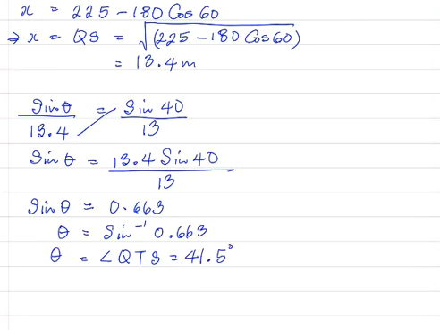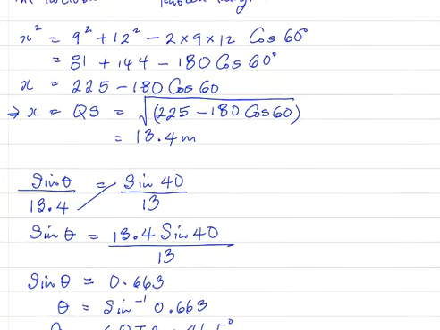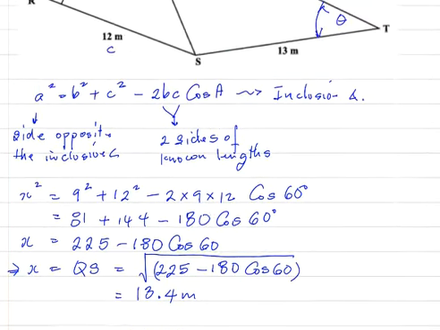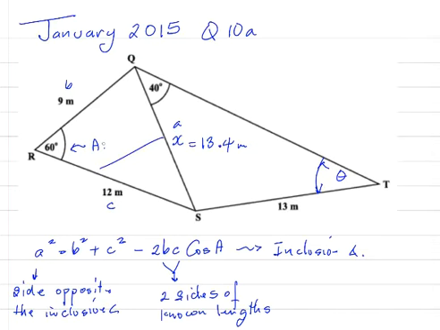Alright, next I'm asked to calculate the area of triangle QRS. So let's just go back up to our diagram to see which triangle they're asking us to find the area of. They want to find the area of triangle QRS. QRS is this triangle over here. It's a non-right angle triangle, and I know the length of two sides and the inclusive angle.